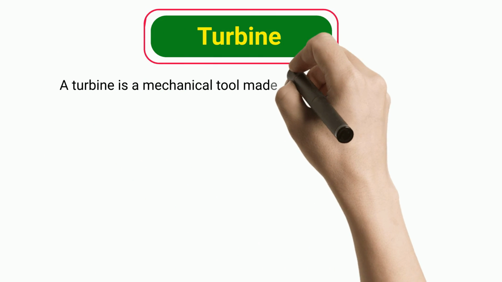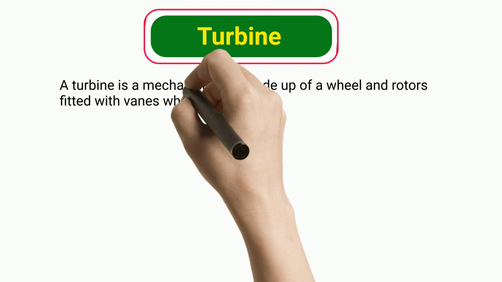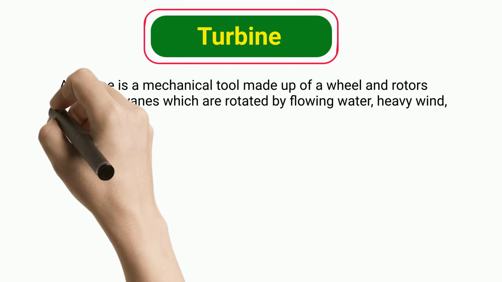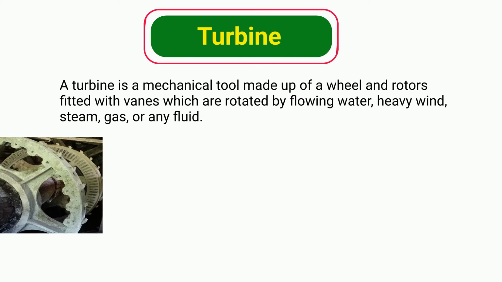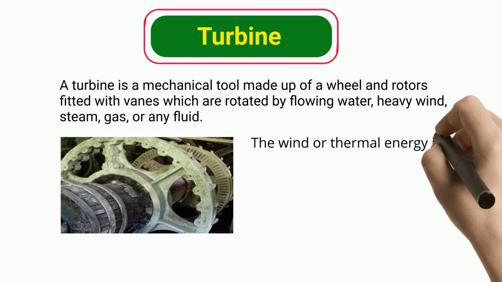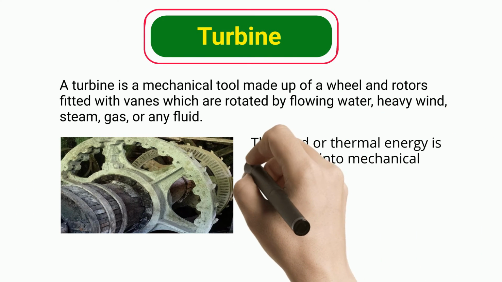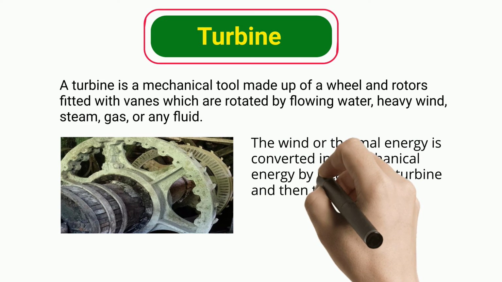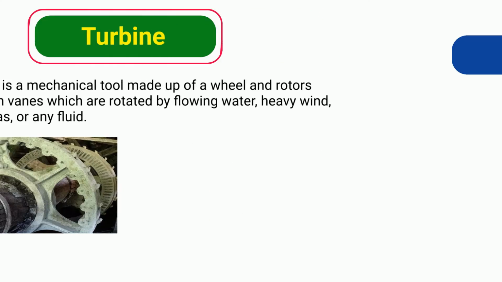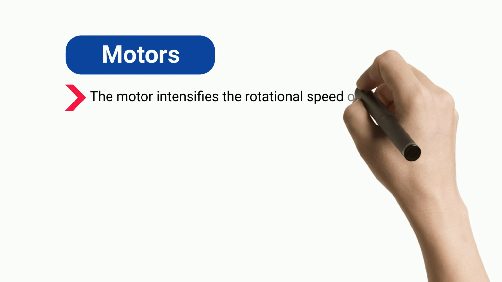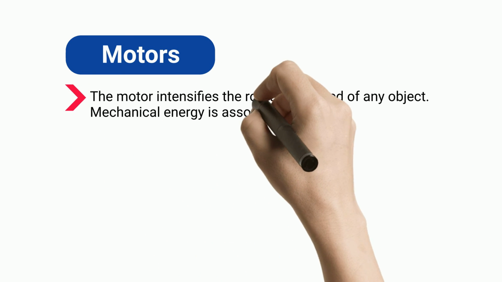Turbine. A turbine is a mechanical tool made up of a wheel and rotors fitted with vanes which are rotated by flowing water, heavy wind, steam, gas, or any fluid. The wind or thermal energy is converted into mechanical energy by rotating the turbine and then to the electrical energy by the generator.